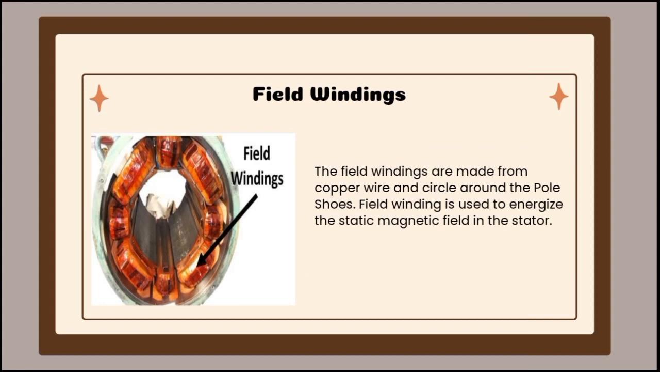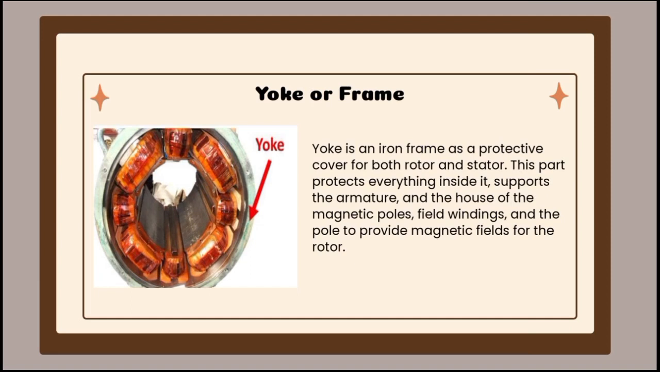Number 5. Field winding. The field windings are made from copper wire and circle around the poles. Field winding is used to energize the static magnetic field in the stator. Number 6. Yoke or frame. The yoke is an iron frame as a protective cover for both rotor and stator. So this part protects everything inside it, supports the armature and houses the magnetic poles, field windings, and the pole to provide magnetic fields for the rotor.